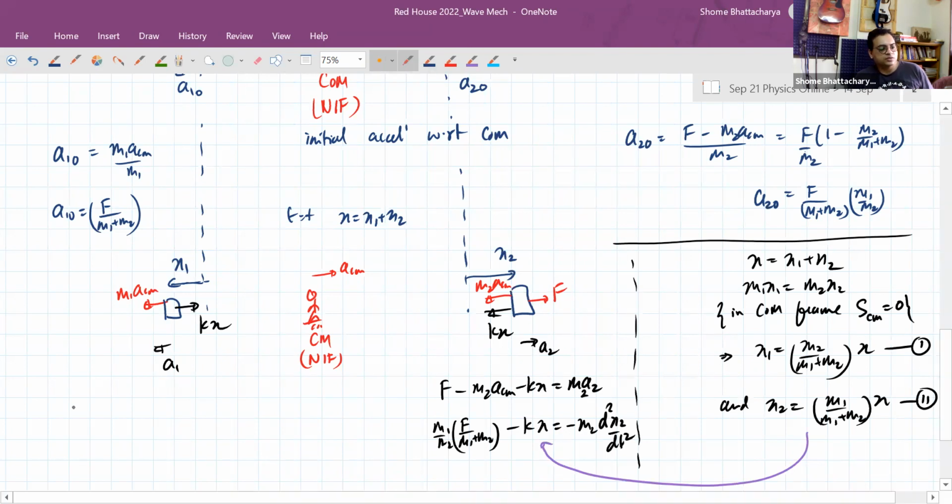Okay. Similarly, for this one, I have M1 ACM minus KX is equal to M1 A1. One less term in here.